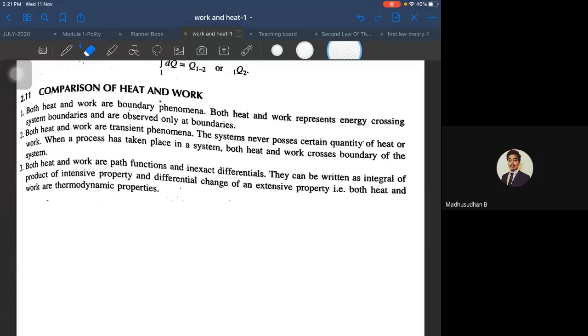Okay, number 3, other than Aditya, anyone. Point number 3. Both heat and work are path functions and inexact differentials. I think no explanation is required for this, right? Yes, sir. Next, they can be written as the integral of the product of an intensive property and the differential change of an extensive property. That is, both heat and work.